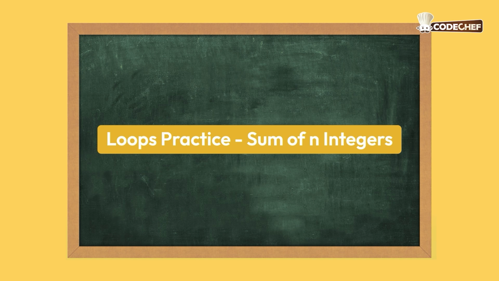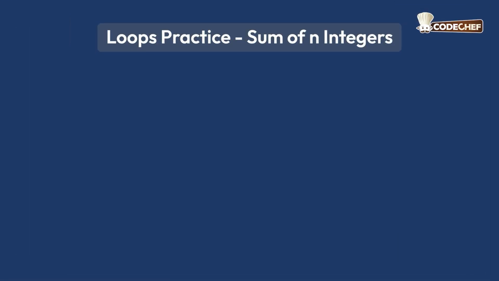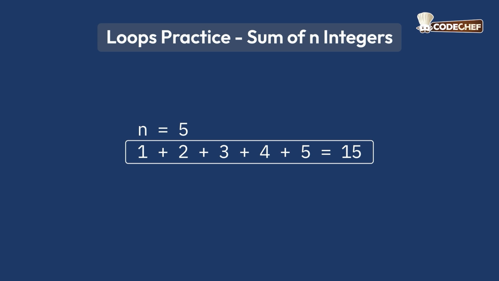We need to find the sum of all integers starting from 1 to n. Let's say our n is 5, then we need to find 1 plus 2 plus 3 plus 4 plus 5, which is equal to 15.